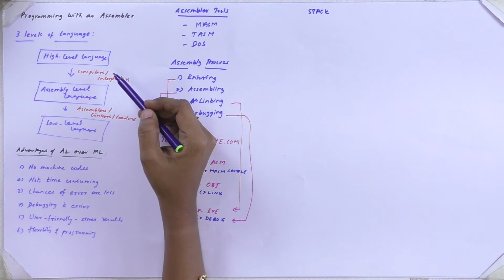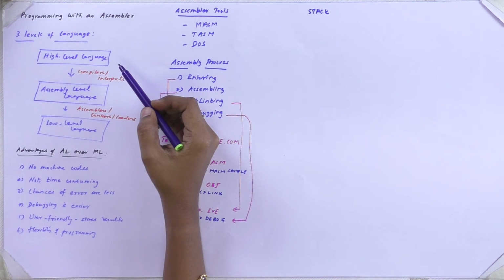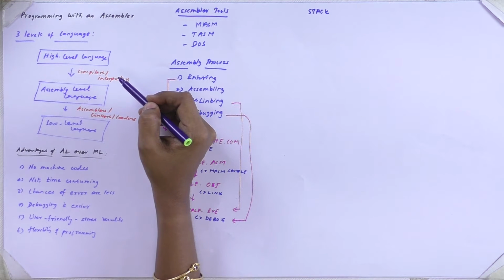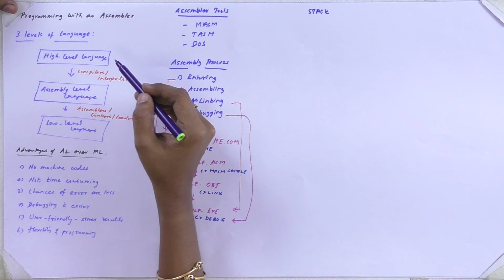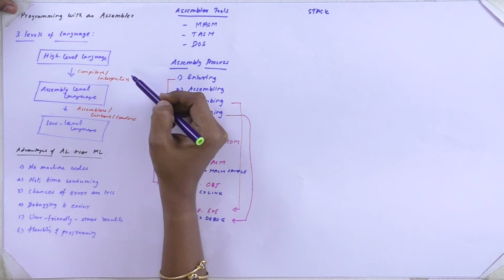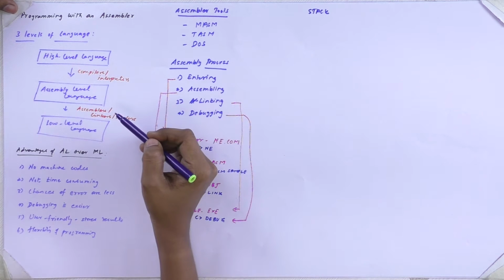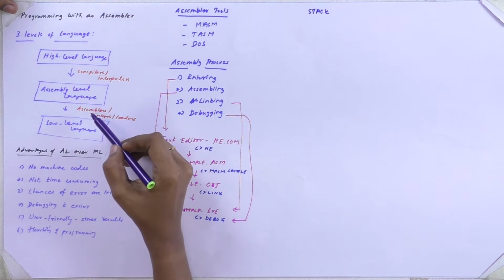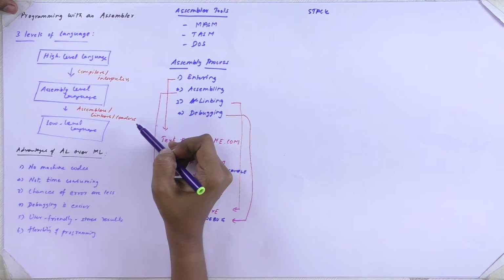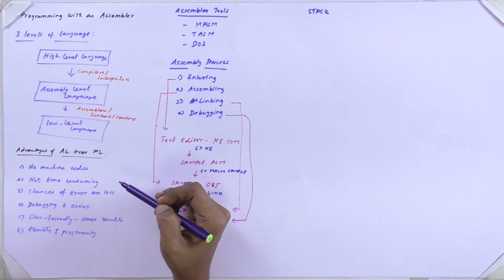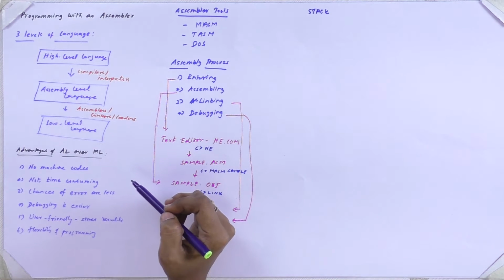Whenever you write a program using a high level language, it is converted to assembly level language using the compilers and interpreters, and from the assembly level language it is converted to the low level language using assemblers, linkers and loaders. So this is how a program written in high level language is understood by the underlying low level machine.